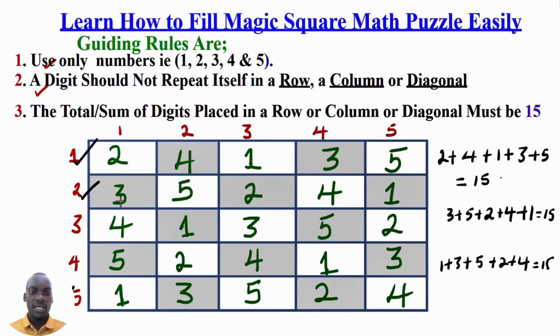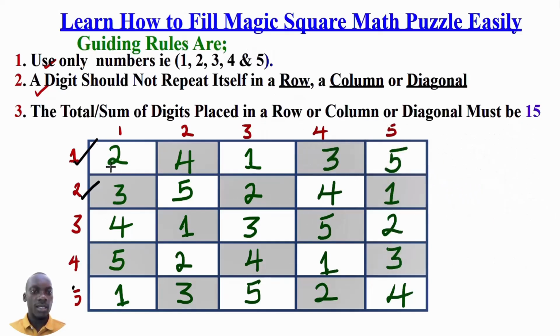So having tested the rows, let us now test the columns. In the first column here, we are considering the first column. We have 2 plus 3 plus 4 plus 5, then plus 1. 2 plus 3, that is 5. 5 plus 4, that is 9. 9 plus 5, that is 14. Then 14 plus 1, that is 15. Also, column number 1 is abiding by rule number 3.